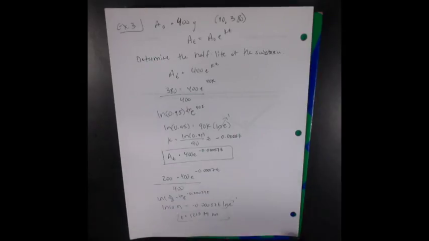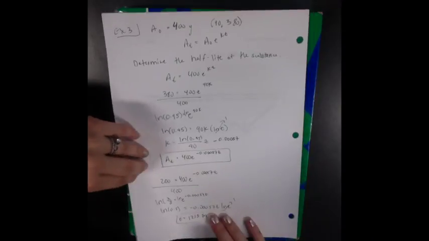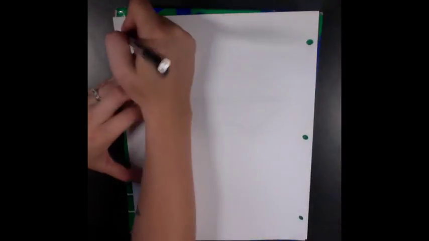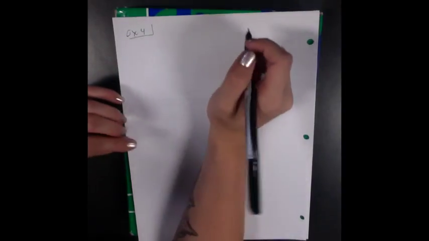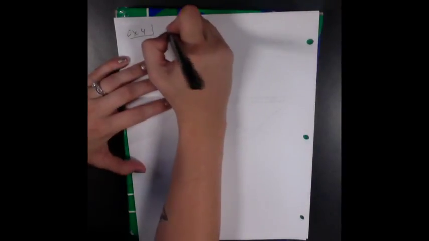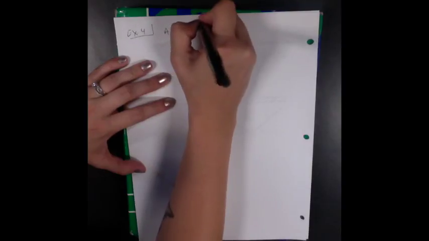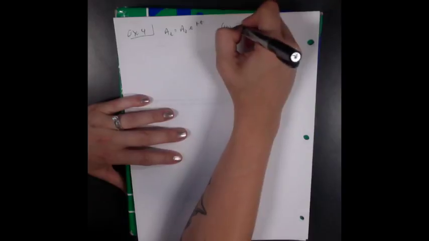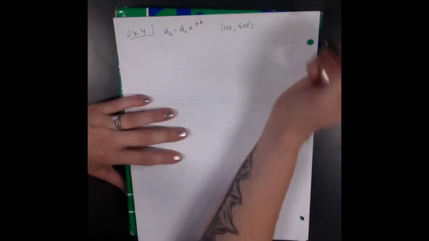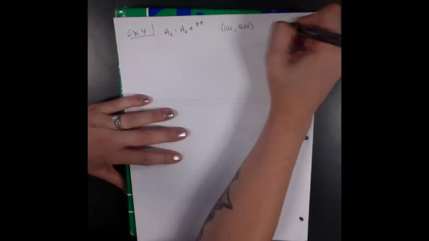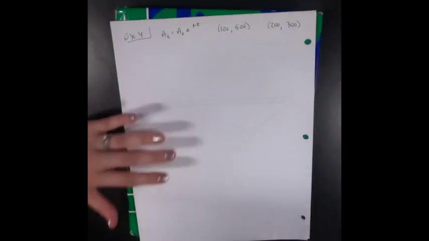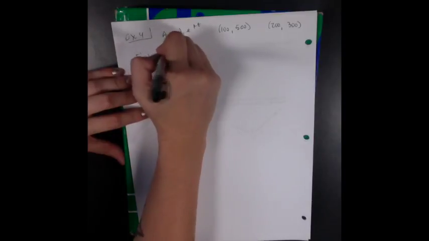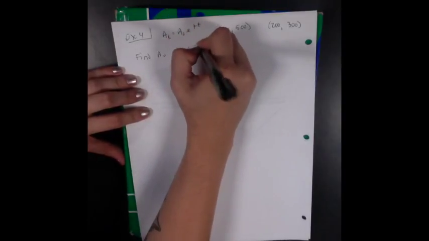Okay? All right, let's do just one more example. Example 4, a radioactive substance decays exponentially. So here is our formula. After 100 years, 500 grams is left, and after 200 years, 300 grams remains. Find the initial value and find the half-life.